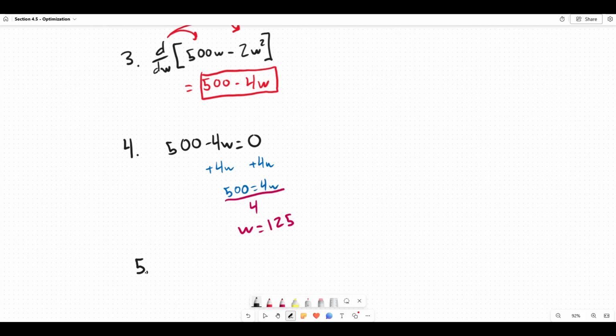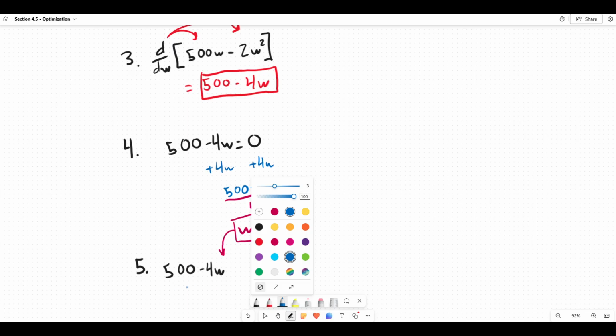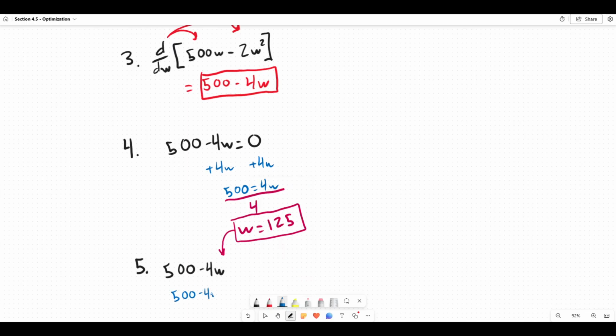Now remember, this is not the end of the story, because also we want to go back to our constraint, 500 minus 2W, and we want to plug that value back in. And by the way, this is L, but instead of W, I'm going to write what I know W to be, which is 125. This is 500 minus 2 times 125, 500. What's that? We get 0.